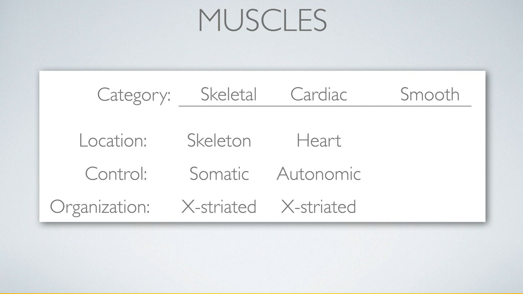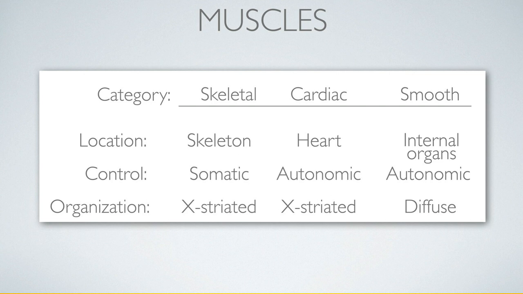Finally, we have smooth muscle. Smooth muscle lines the internal organs. So when your stomach rumbles, that's generated by smooth muscle. And it's only indirectly that you become aware of that. You might feel that or hear that.